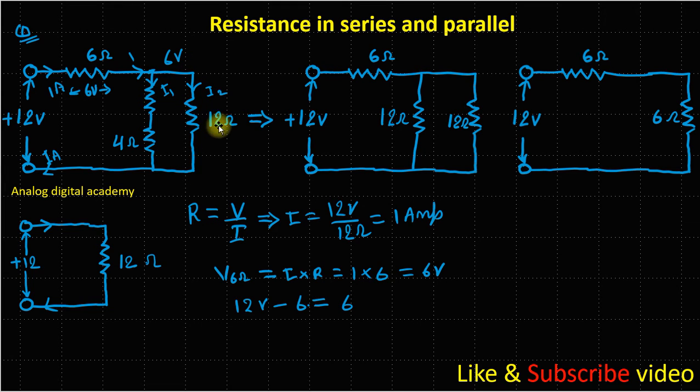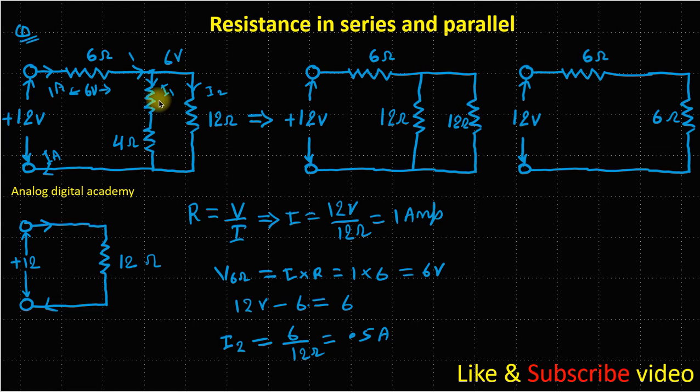So what will be the current across this resistance? By Ohm's law, what will be the value of I1? I1 will be, sorry, I2. I2 will be 6 volt divided by the resistance, equal to 0.5 ampere.